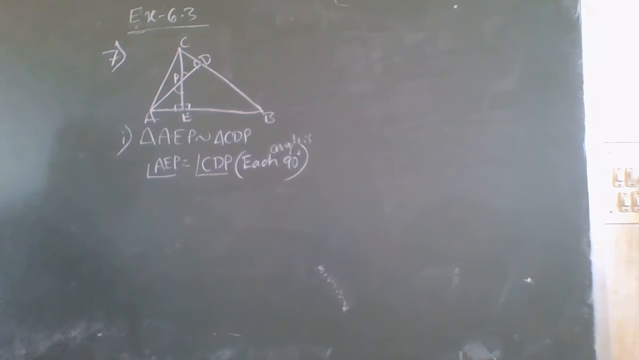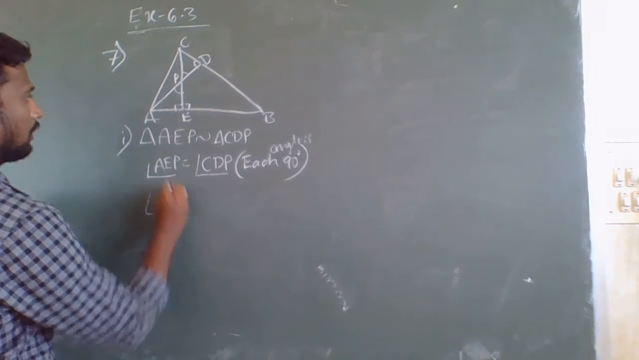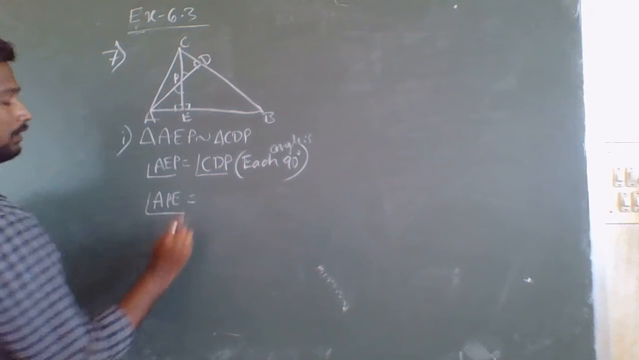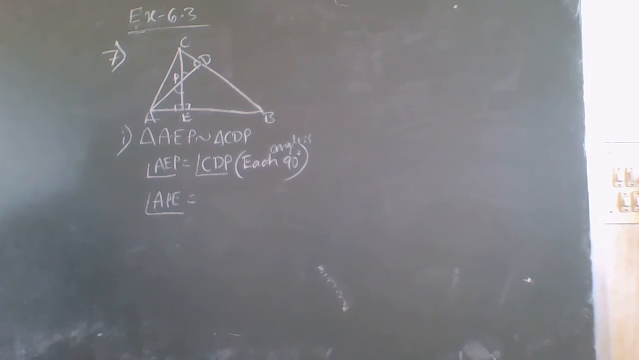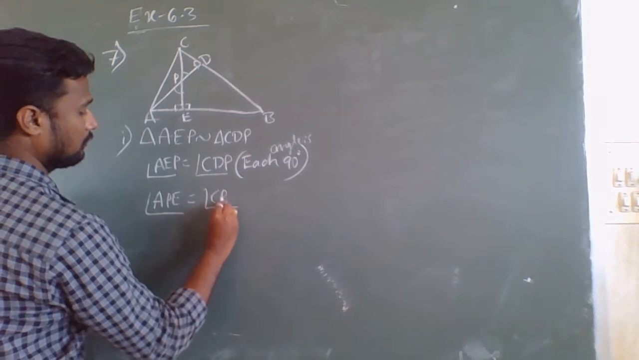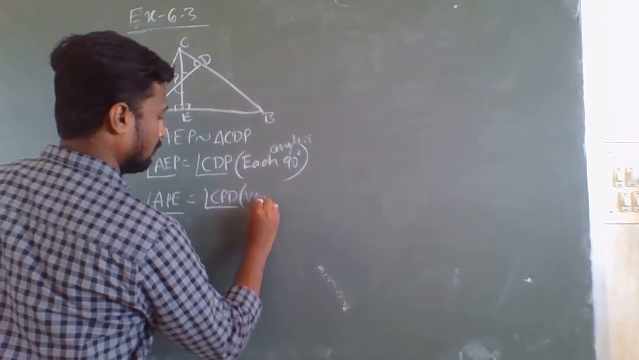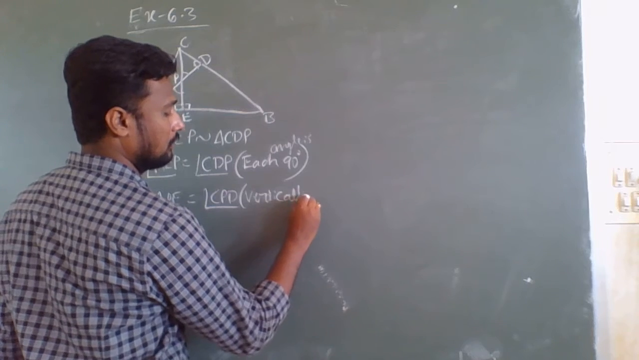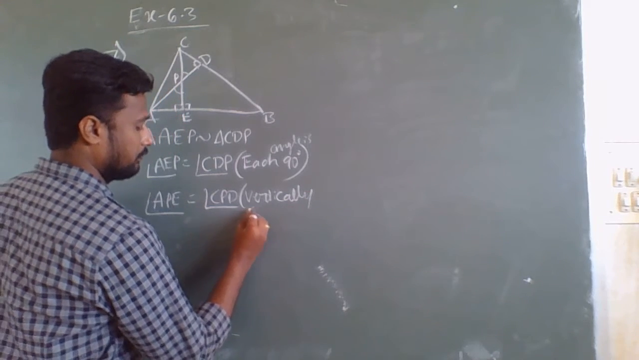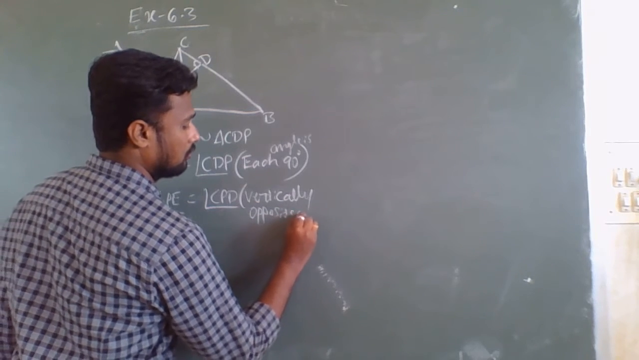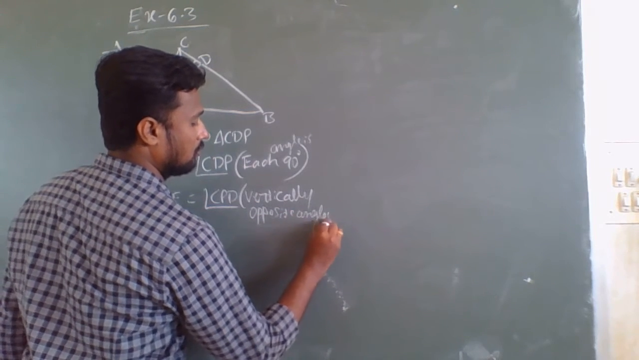So here angle APE is equal to angle CPD. These two are vertically opposite angles.